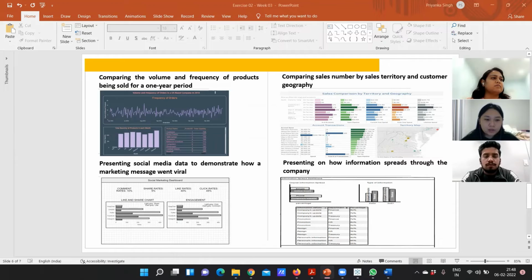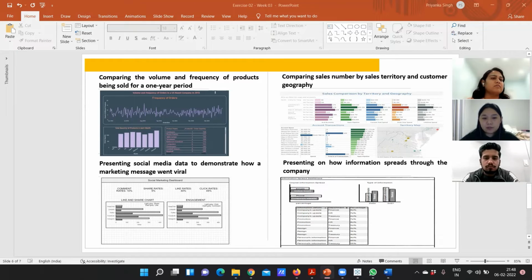On the top part, we're using simple text to show the percentages for comment rates, share rates, like rates, and click rates. And in the bottom part, we're using a bar chart to show the comparison between likes and shares across each of the social media platforms like Snapchat, LinkedIn, Twitter, Facebook, Instagram, and extra.